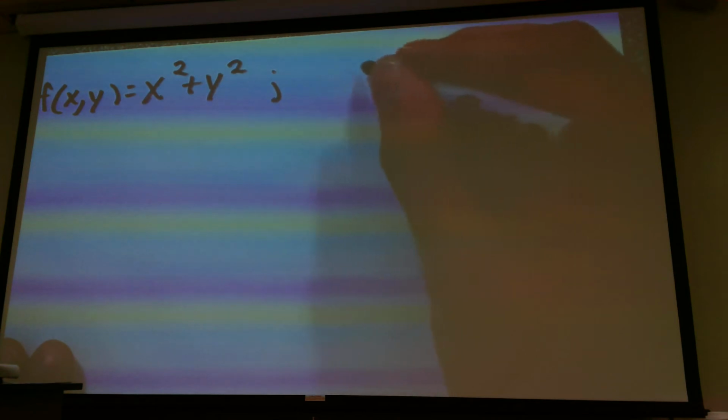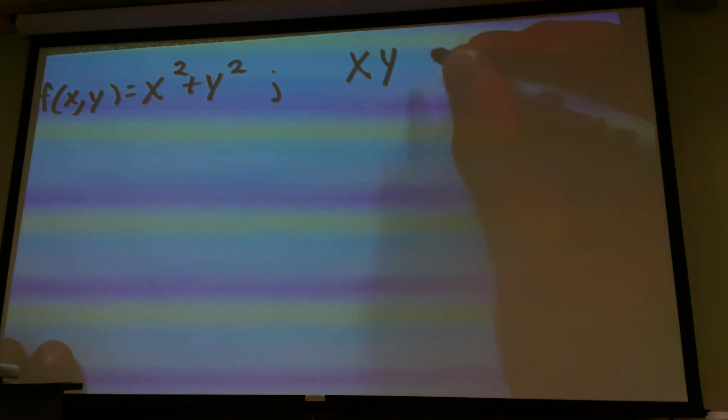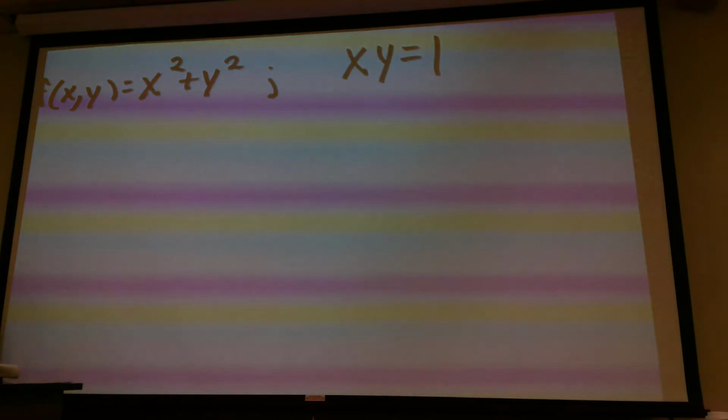We'll do this just as f of x, y over f of x, y, z. So let's say f of x, y is going to equal x squared plus y squared. My g of x, y is going to be x times y equal to 1.